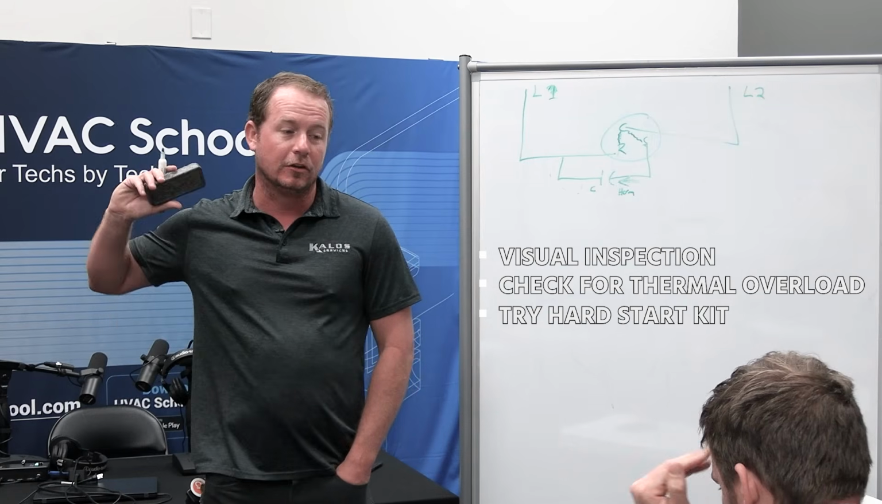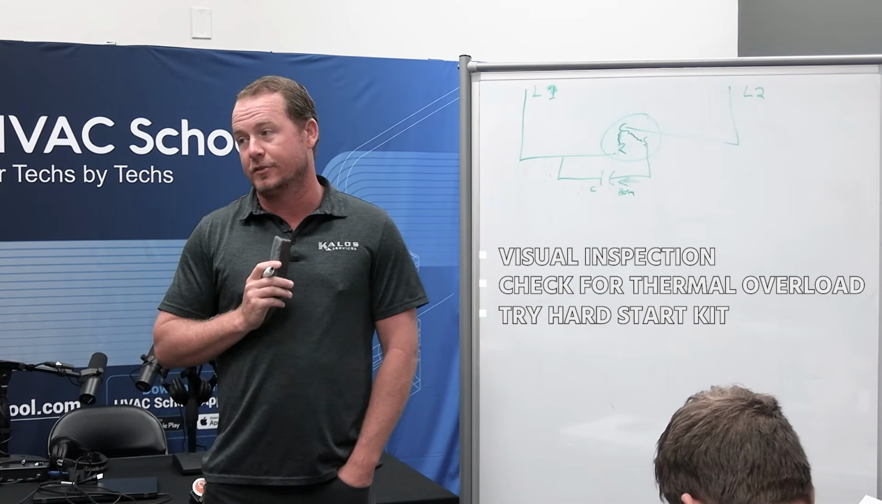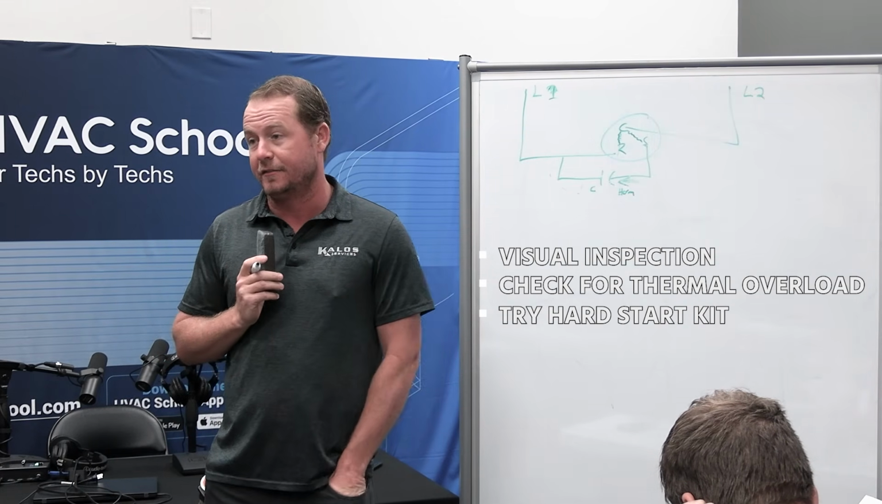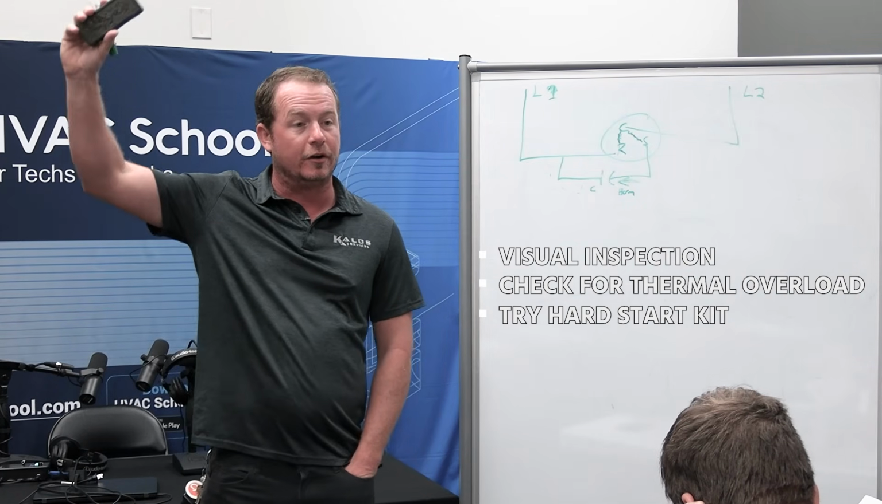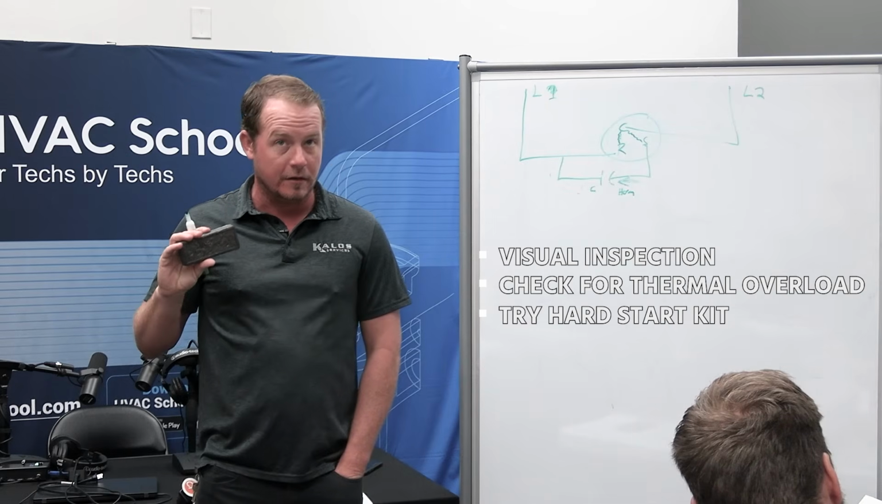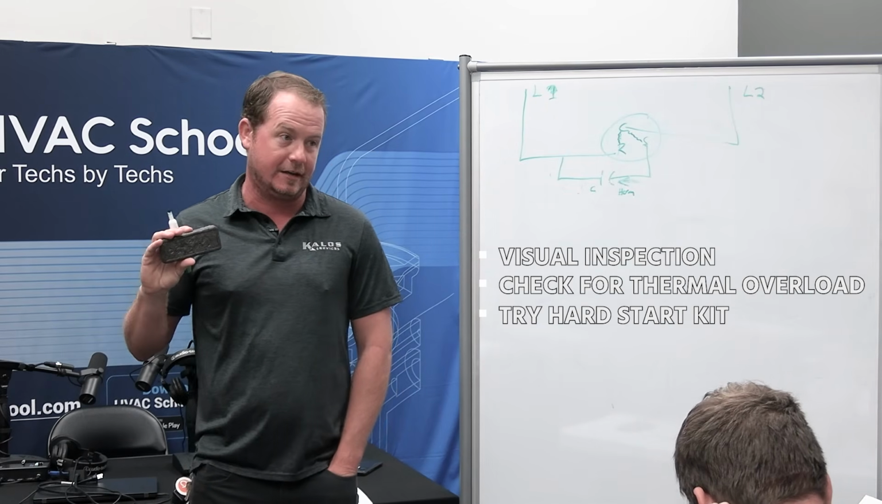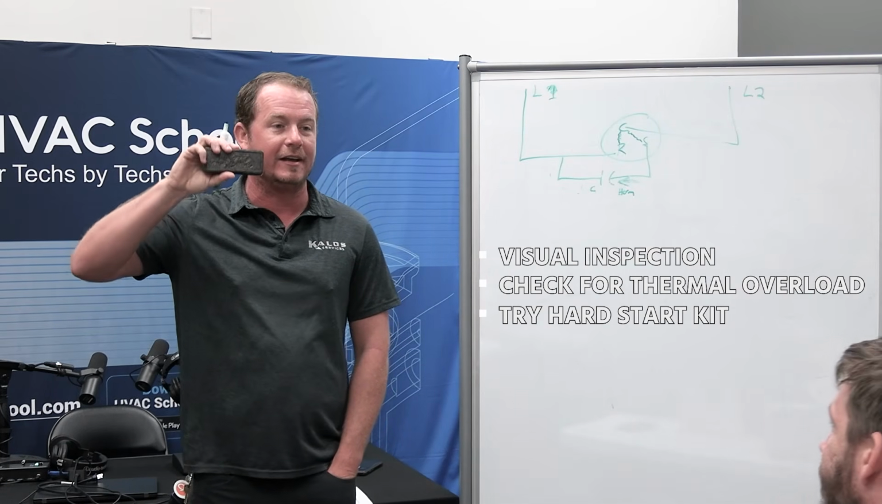Because if that larger amount of current keeps moving through the start winding all the time, the start winding is going to fail because it's not designed for that. It's not designed for constant duty with higher current. Is it designed for constant duty? Yes, obviously, because the run capacitor is connected. But it's designed for constant duty at a lower current.